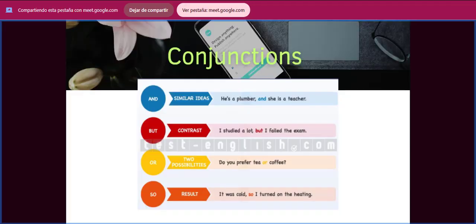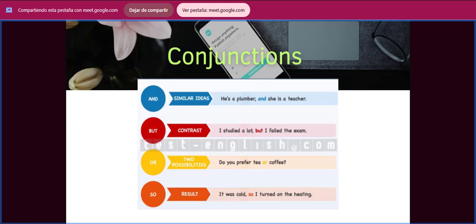Then we have or, that is the one that provides us with two possibilities, or it could be even more than two, but with possibilities. So for example, in the question, do you prefer tea or coffee? So you can choose one of them. Do you prefer water, tea, or coffee? So in that case, we'll have three different options. So we can add as many options as we want, and what we'll do, as we do in Spanish, is just to place the or at the end between the two last options. So for example, do you prefer tea or coffee?